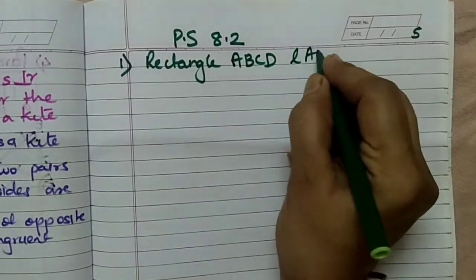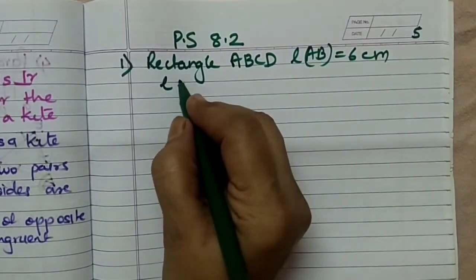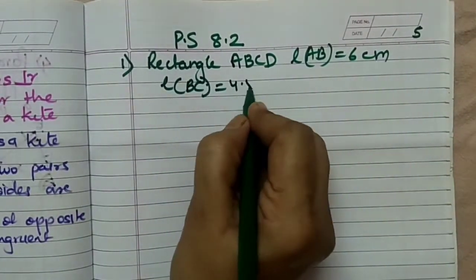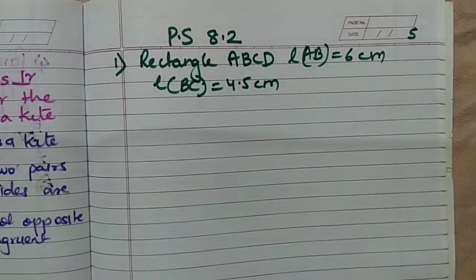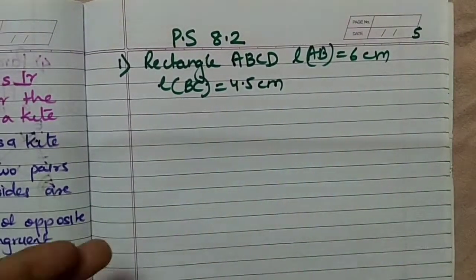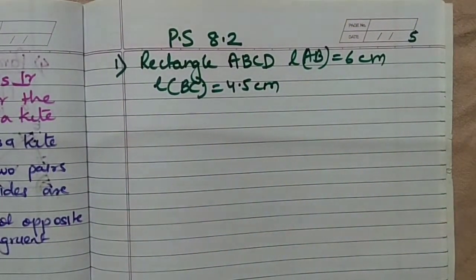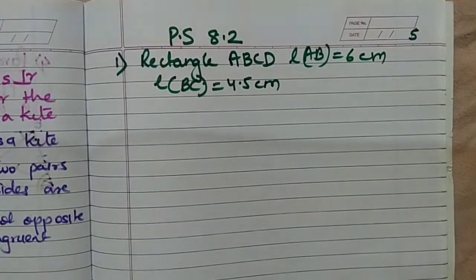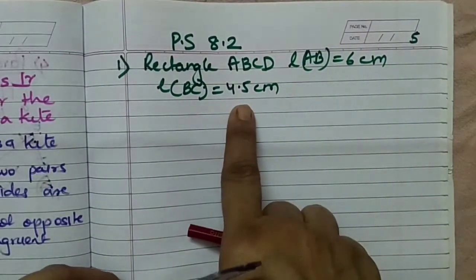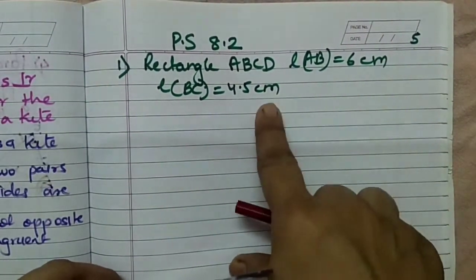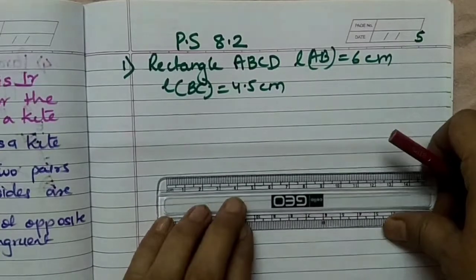Length AB is 6 centimeter and length BC is 4.5 centimeter. Now when you read this, you will think, what are the remaining two sides? But see, this is a rectangle. So what is the property of a rectangle? That opposite sides of a rectangle are congruent, of equal length. When two sides are given, one is the length and one is the breadth. Length is the longer one and breadth is the shorter one. So length is AB.